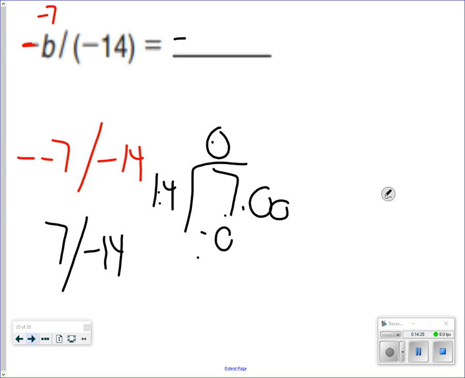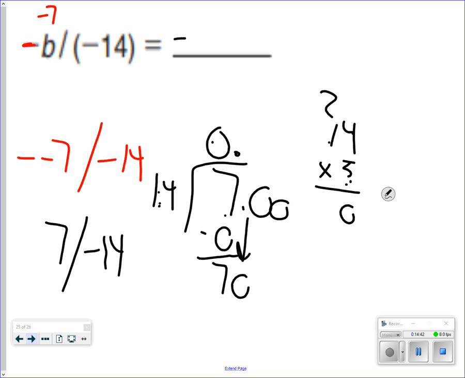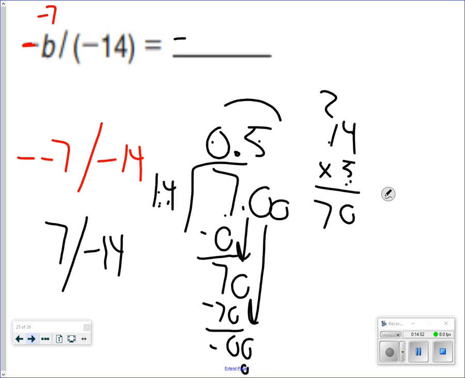14 times 0 is 0. Subtract 7. Bring down the 0. How many 14s go into 70? Well, what's 14 times, I don't know, 5? 4 times 5 is 20. 5 times 1 is 5, plus 2 is 7. Perfect. 14 times 5 is 70. I'm going to subtract, bring down the 0. Answer is 0.5.